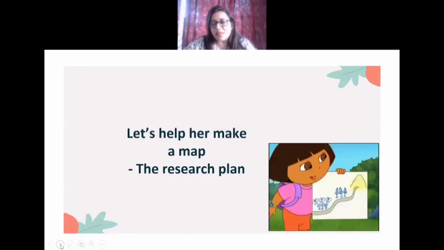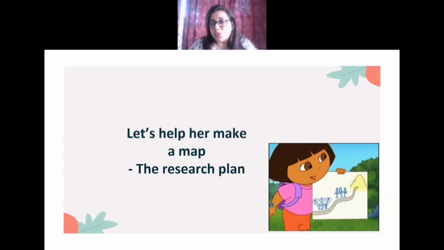So let's just try to help Dora make a plan, a research plan. Those who have watched Dora will remember she's got a map that she's holding. She comes with a pink, purple backpack. In that are her research tools, probably. And this map is a very important ingredient for her.